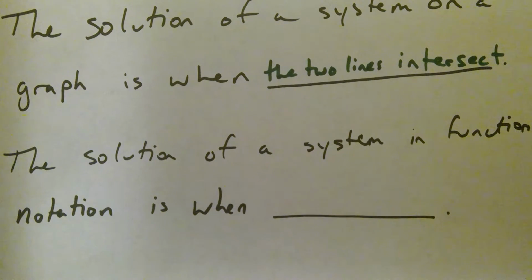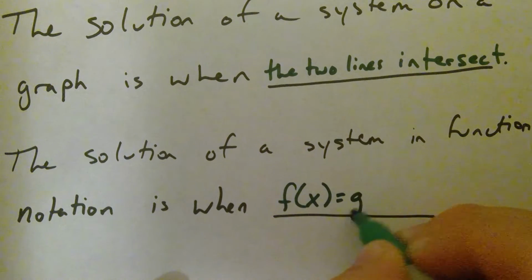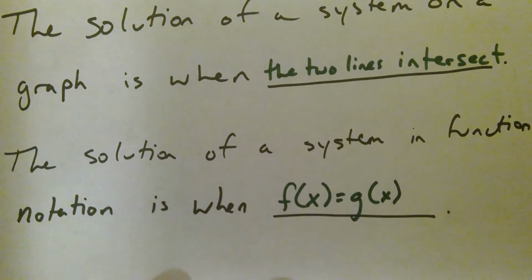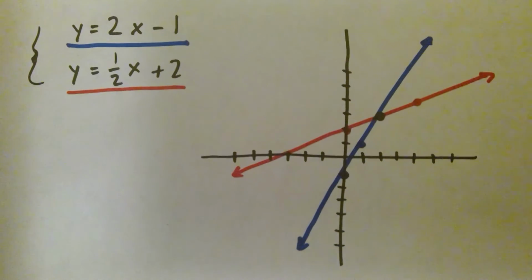Since we've talked about function notation, we do need to know what function notation will look like if we're solving a system. If we have two functions, f of x and g of x, those two functions will be equal. If those are equal, then we have a solution to a system of equations. So let's take a look at a graph to help us visualize what's going on here. We're going to identify the solution of the system of linear equations. We just said that the definition is when we have two lines, two or more, and they intersect.